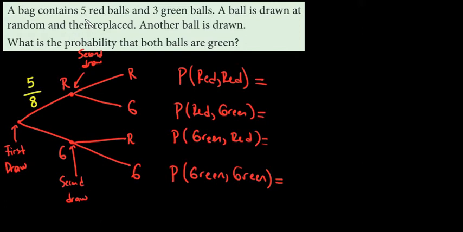What is the probability of getting a green ball in the first row? So that's going to be 3 over the number of all balls. That's going to be 3 over 8.